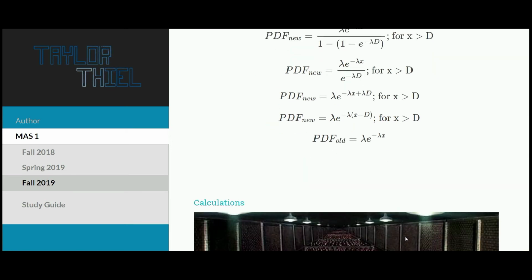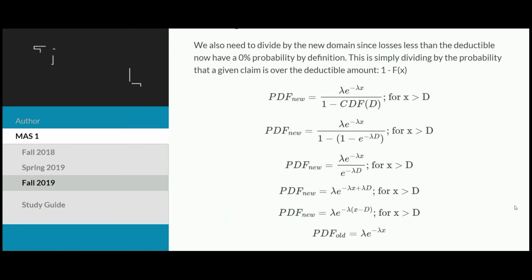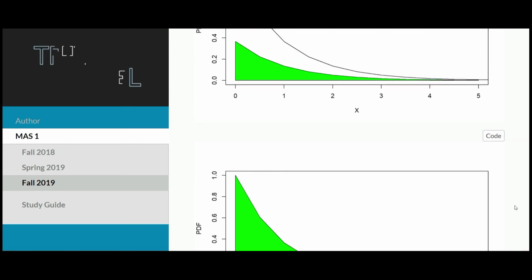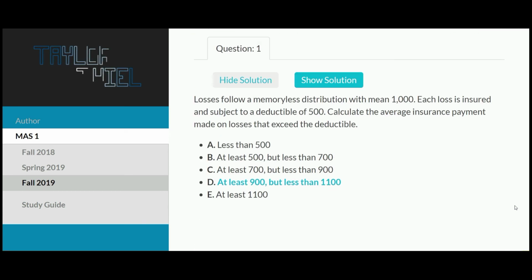And so going into the problem itself, we actually don't need any calculations. That's because we just need to understand that a memoryless distribution just means that the distribution is unchanged when you only consider that which is above the deductible amount instead of the full distribution. And so it didn't matter what the deductible was. We know that for the exponential distribution, or the memoryless distribution, it's going to be unchanged and maintain that mean of 1,000.